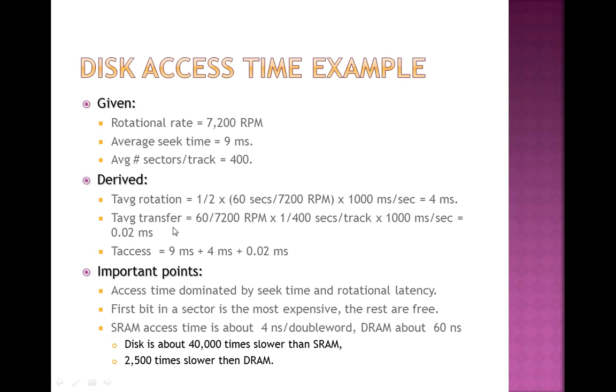Then we have calculated the T average transfer. T access equals the T average time taken, that is 9 ms. This is given. We have calculated the transfer time, we have calculated the rotation time. Then sum up, this equals the access time taken to access the disk values.